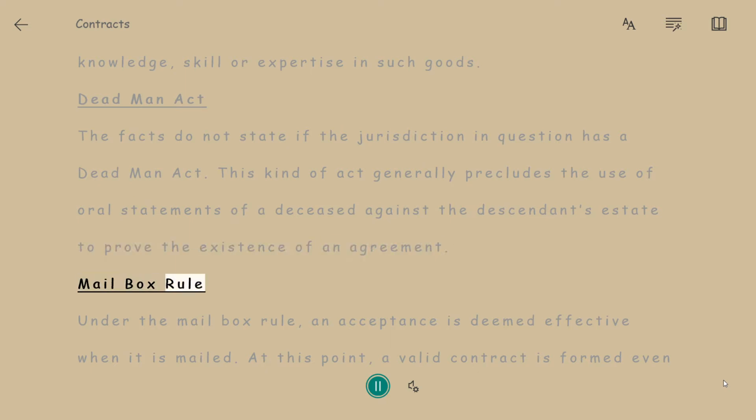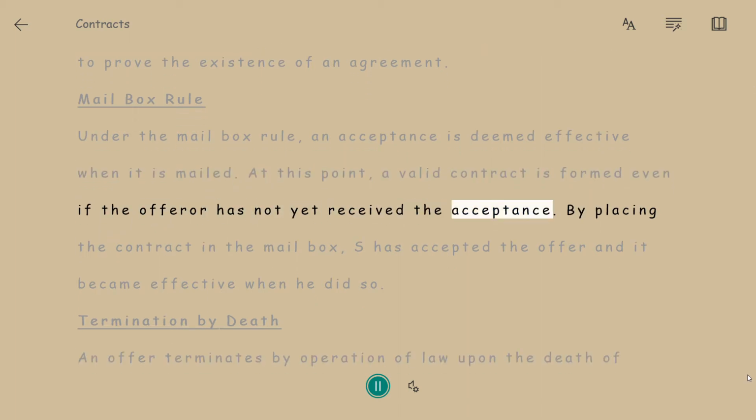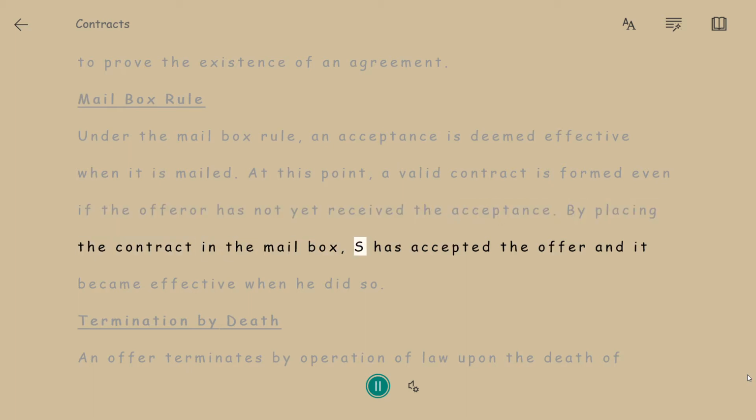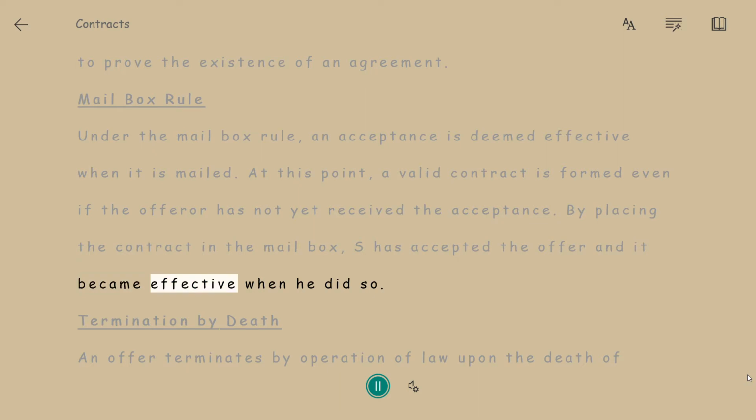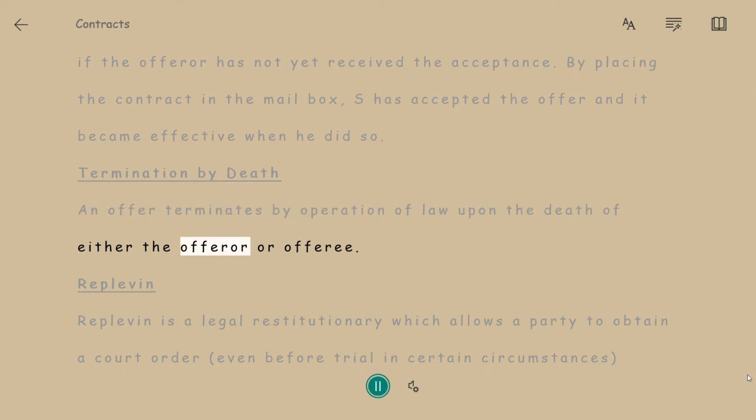Mailbox Rule. Under the mailbox rule, an acceptance is deemed effective when it is mailed. At this point, a valid contract is formed even if the offeror has not yet received the acceptance. By placing the contract in the mailbox, S has accepted the offer, and it became effective when he did so. Termination by death. An offer terminates by operation of law upon the death of either the offeror or offeree.